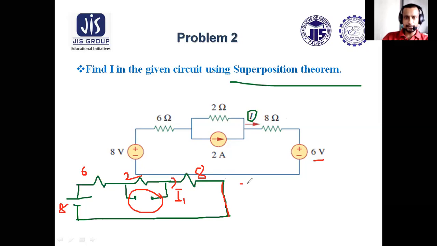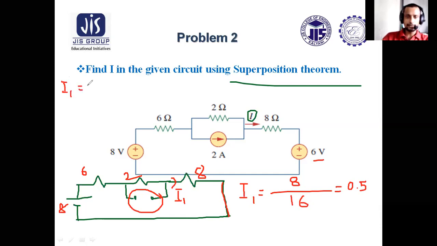So what would be the value of I1? All these resistances are connected in series. So I1 will be 8 divided by 6 plus 2 plus 8, that is 16. So I1 will be 0.5 ampere. Okay, so the I1 we have found due to the 8 volt source alone is 0.5 ampere. Clear? Now let us consider the next case. Let us consider the 2 ampere source.